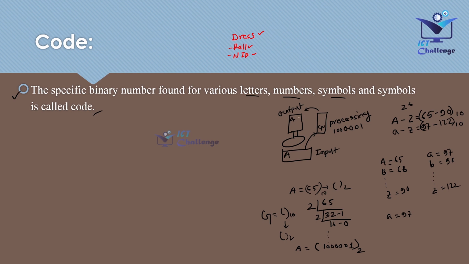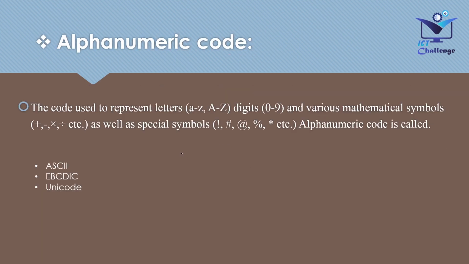Not only for characters, the computer also needs a unique identity for any kind of digit like 0 to 9, or any kind of symbol like plus, minus, or a special character like exclamatory sign or hash. For these symbols, letters or digits, the computer also needs those kinds of binary. This is called code.